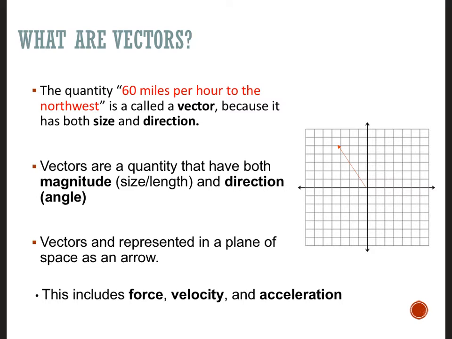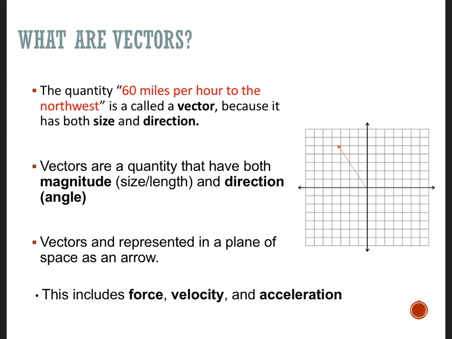A vector is similar to a scalar, but it has a new component to it. So the quantity 60 miles per hour to the northwest is what's called a vector because it has both size and direction. So vectors are quantities that have both a magnitude, which means size or length, and a direction, which we usually refer to as an angle.